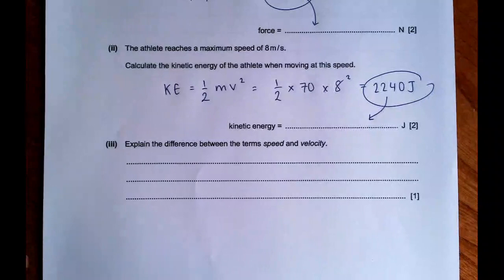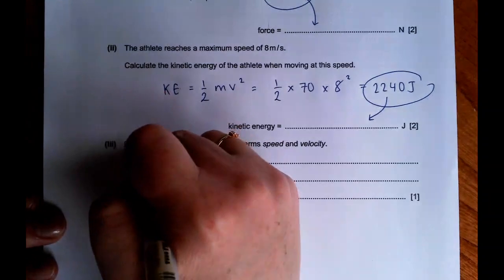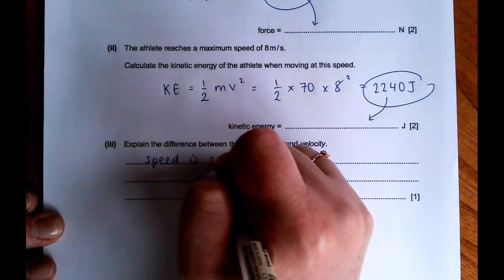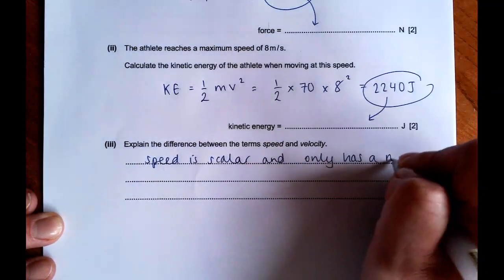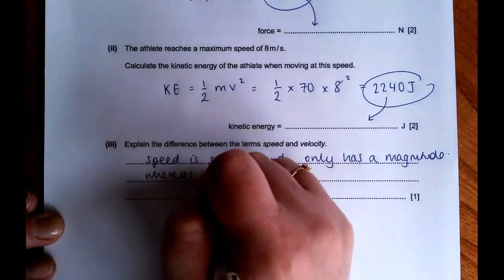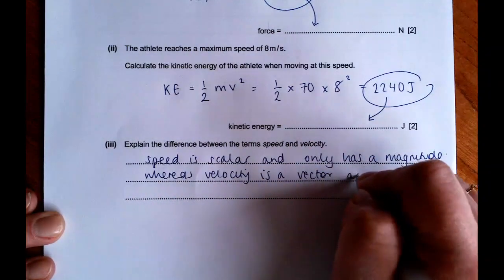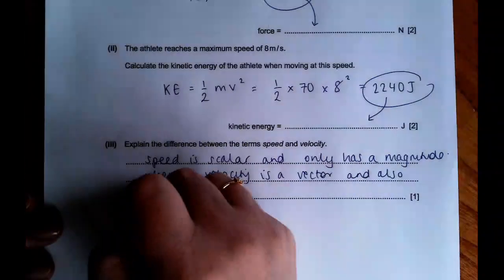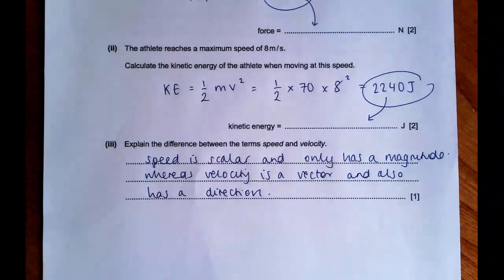Then the last bit on this page asks you to explain the difference between speed and velocity. Okay, so speed is scalar and only has a magnitude, whereas velocity is a vector and also has a direction. So it's about referencing the fact that there is no direction associated with speed.